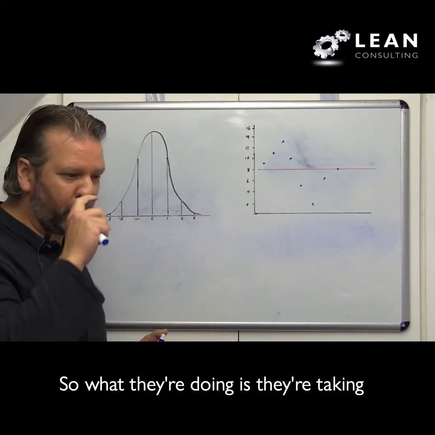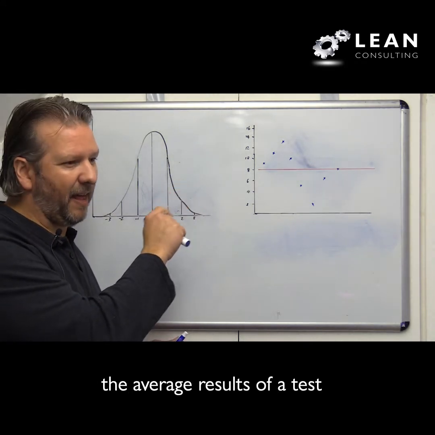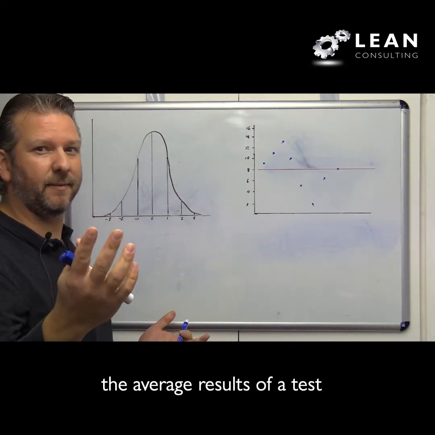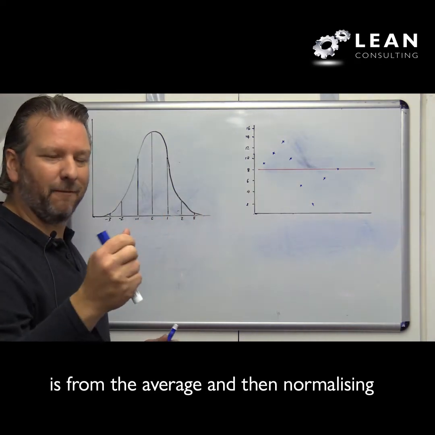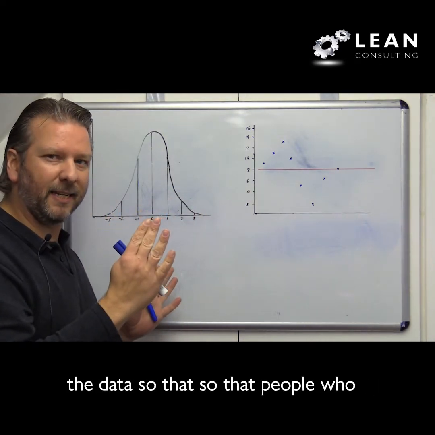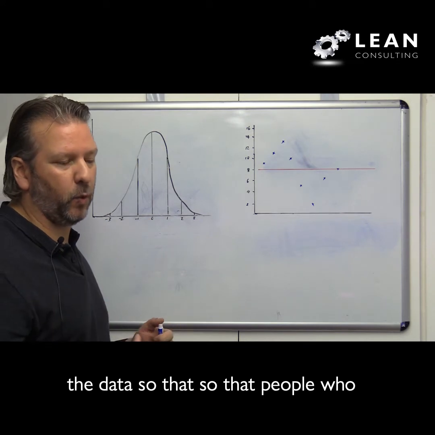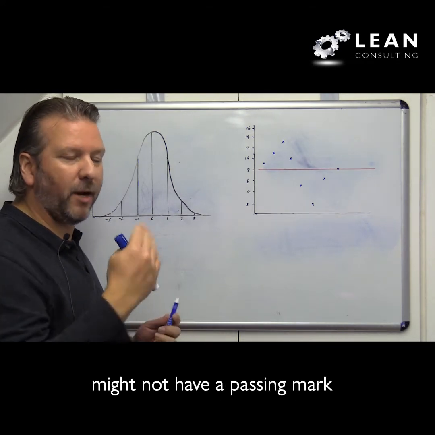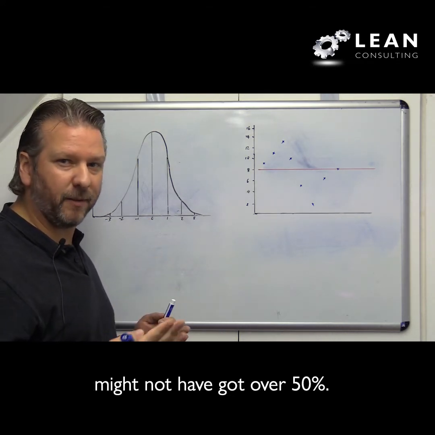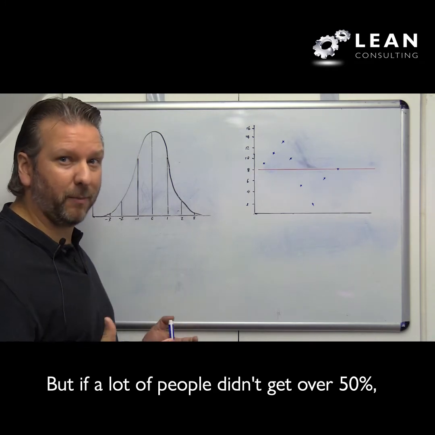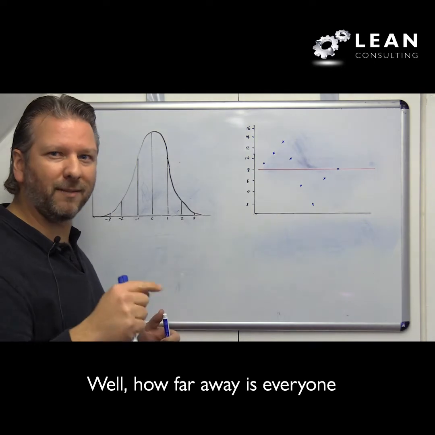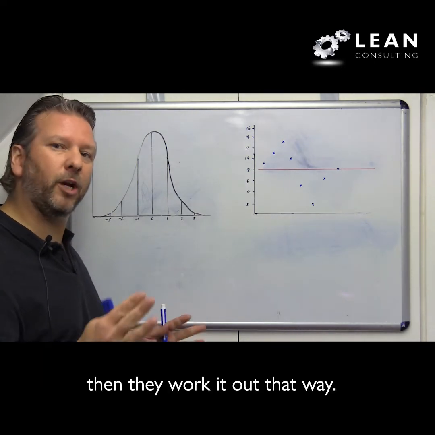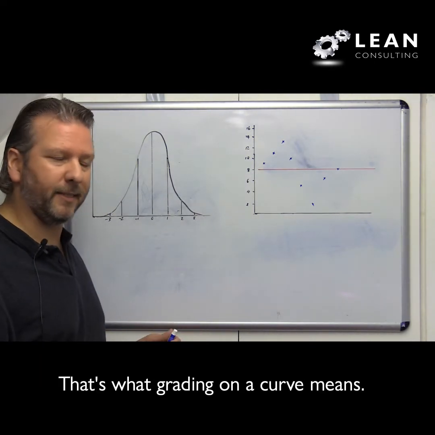do that. So what they're doing is they're taking the average results of a test, and then they're seeing how far away everyone is from the average, and then they're normalizing the data so that say people who might not have got a passing mark, might not have got over 50%, but if a lot of people didn't get over 50%, they normalize the data to say, well, how far away is everyone from the average? And then they work it out that way. That's what grading on a curve means.